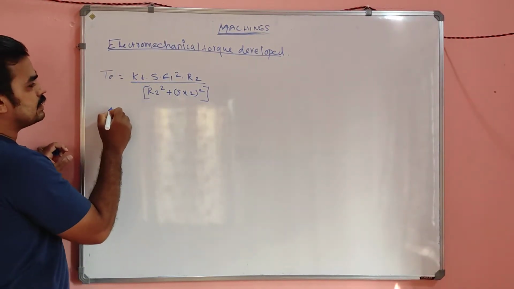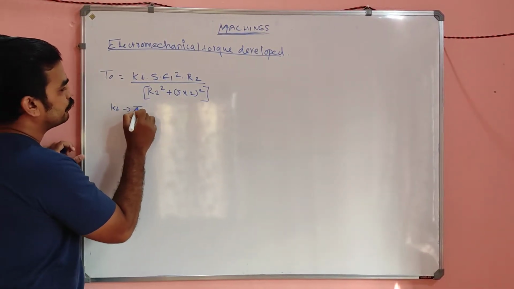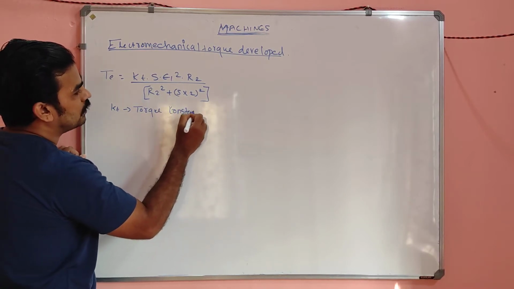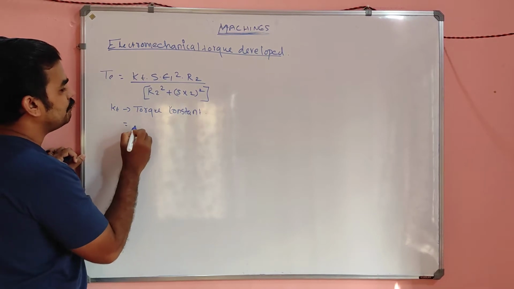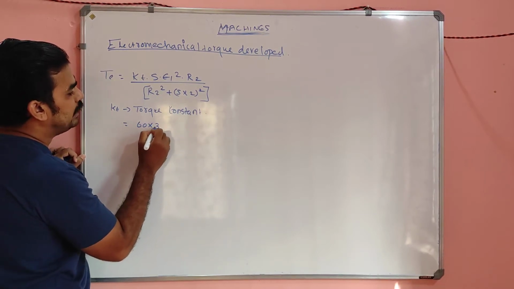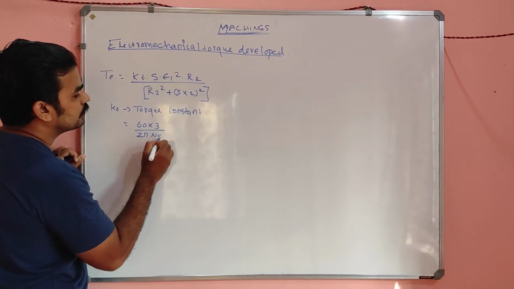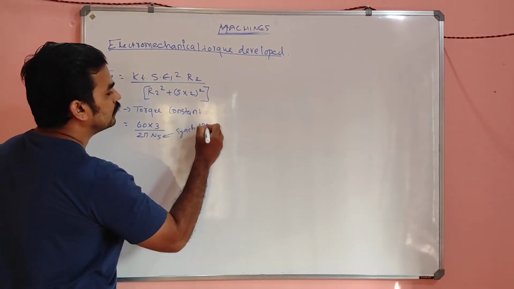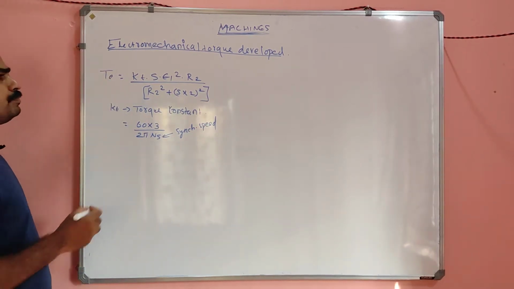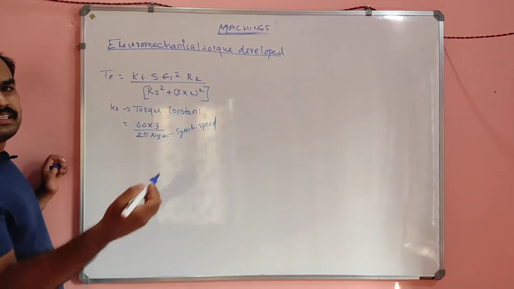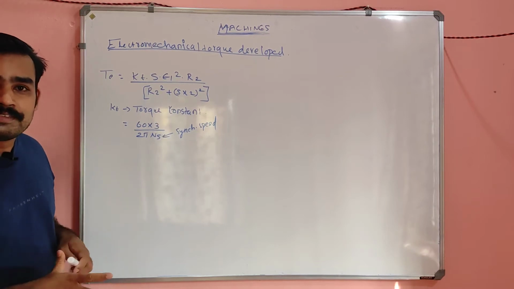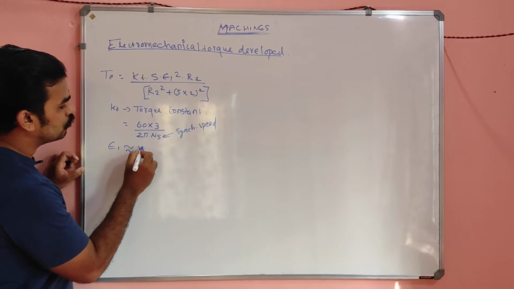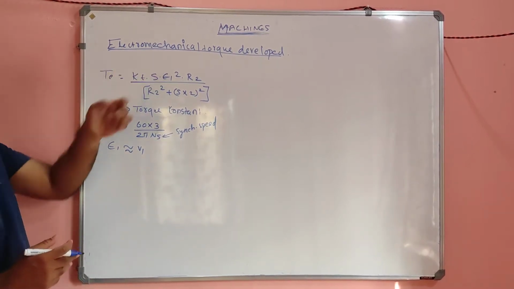Here KT is nothing but the torque constant, correct? And its value will be equal to 60 into 3 divided by 2 pi ns, whereas ns is nothing but, my dear, the synchronous speed, correct? And you know the remaining parameter: E1 is nothing but the induced EMF in the primary, which will be nearly equal to V1, correct? And R2 is nothing but the rotor resistance.